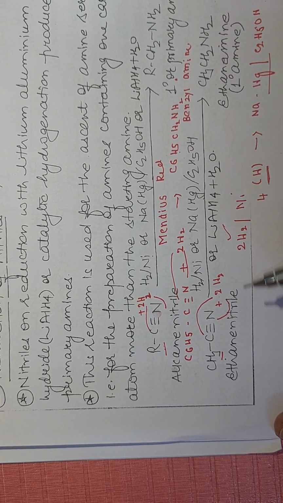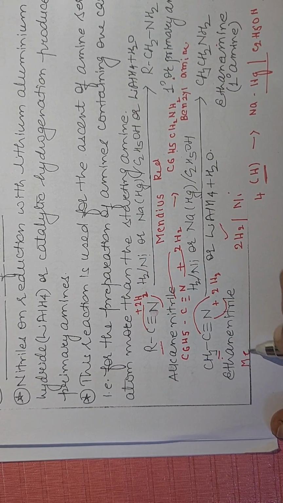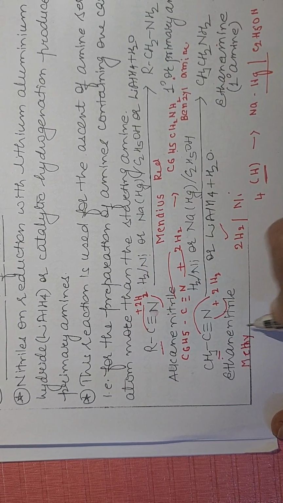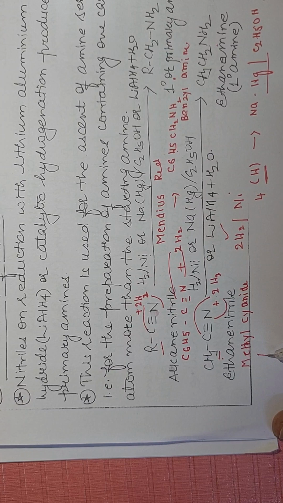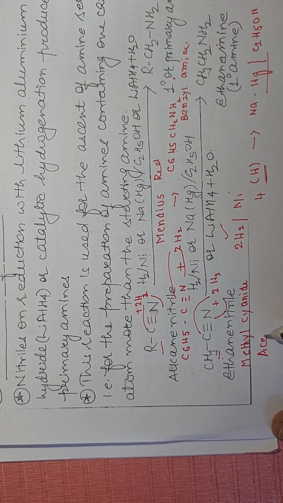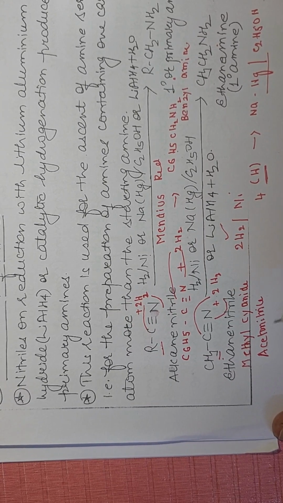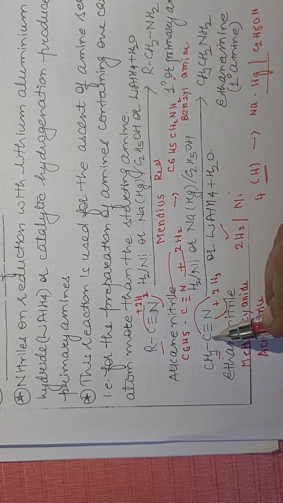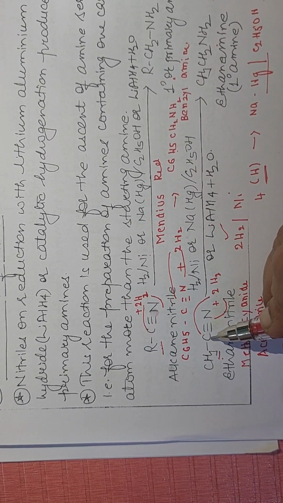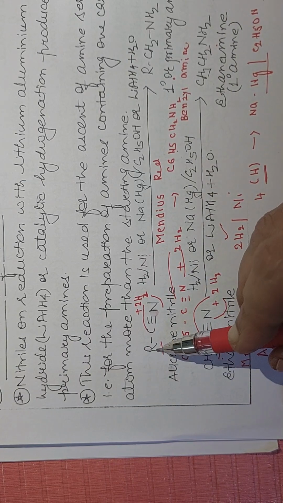Ethane nitrile. This is ethane nitrile. This is also known as methyl cyanide. It is also known as acetonitrile. It undergoes reduction with 2 hydrogen, 1 hydrogen molecule to carbon, 1 to nitrogen, giving ethanamine. Likewise, this is the general reaction.